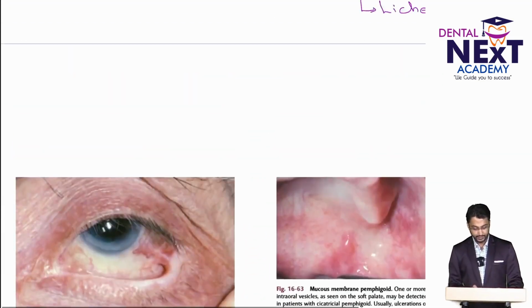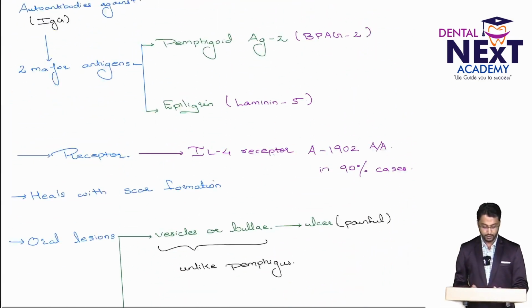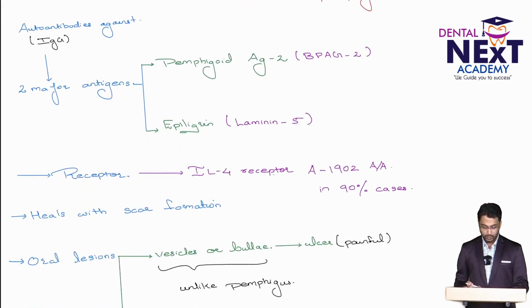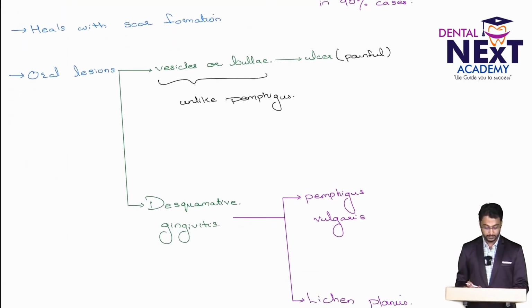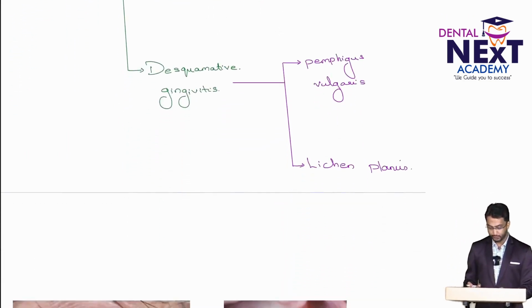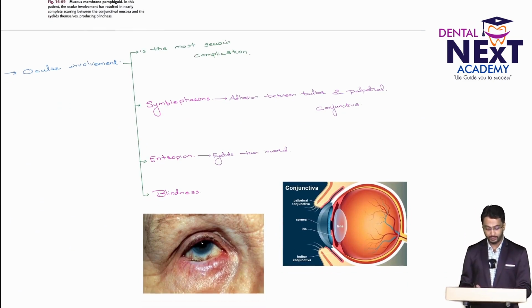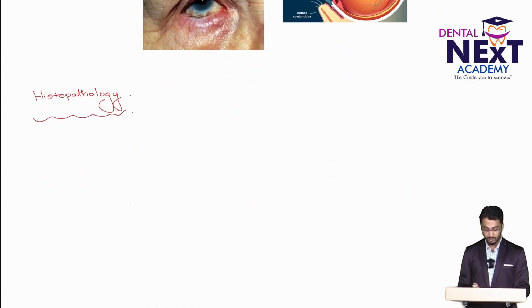So what did we study so far about mucous membrane pemphigoid? Antibodies are different: BPAG2 and epiligrin. IL-4 is there. Oral lesions are vesicles or bullae. Finally, ocular lesions are much more problematic: symblepharon and entropion, ending up in blindness.